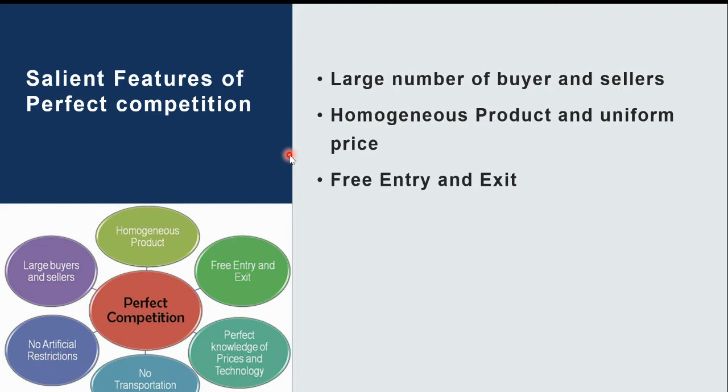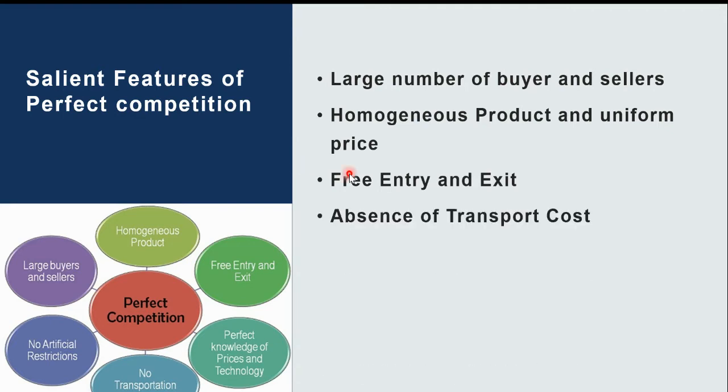If it happens, supply will then decrease, price will go up. Existing firms could earn more profit. So this is what happens. If there is more profit, more number of firms come inside. If there is a loss, the companies which are making loss will exit. So there is free entry and exit in the perfect competitive market.